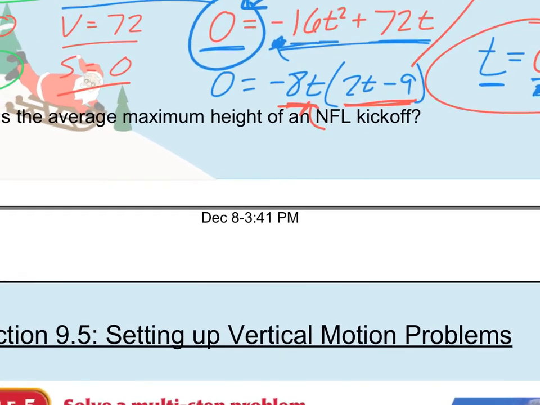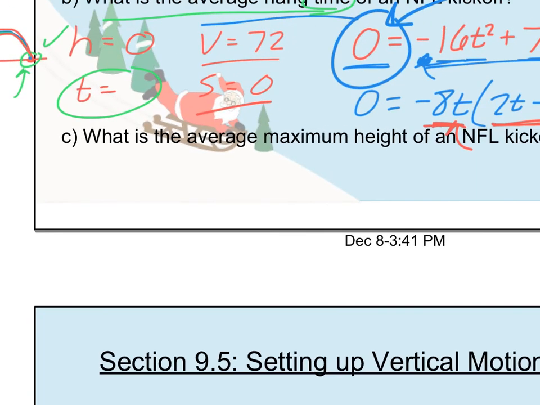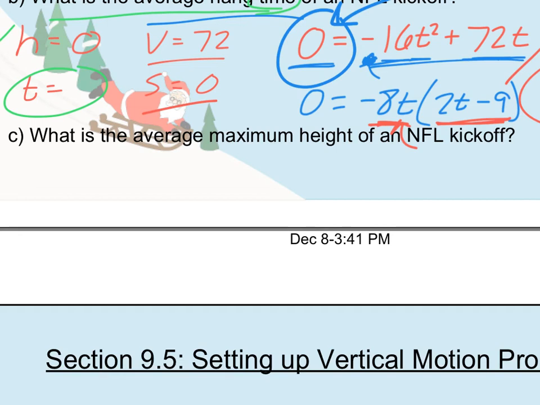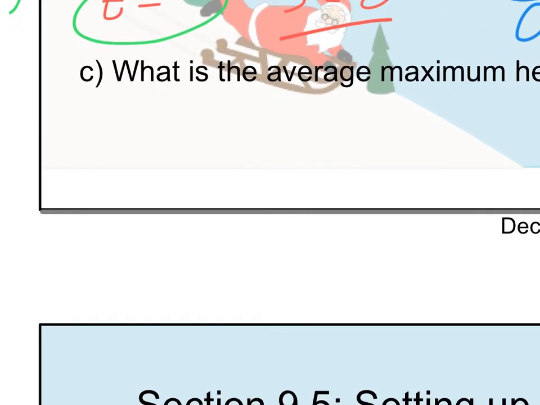Okay, answering one more question here that goes along with this example. What is the average maximum height of an NFL kickoff? Well, again, for this problem too, it's dealing with vertical motion, so I recommend, first of all, start with our variables, h, t, v, and s. And again, they haven't changed anything for the initial vertical velocity, and we're still doing a kickoff from the ground, so these two are still the same.